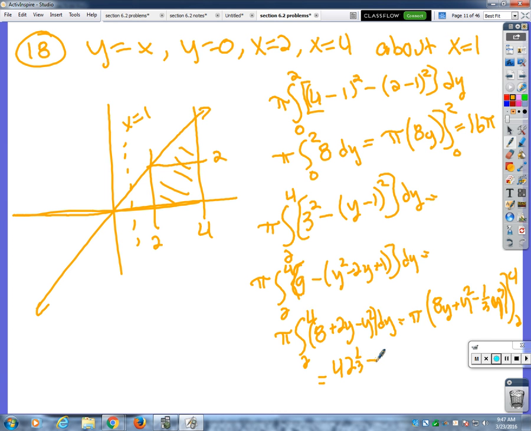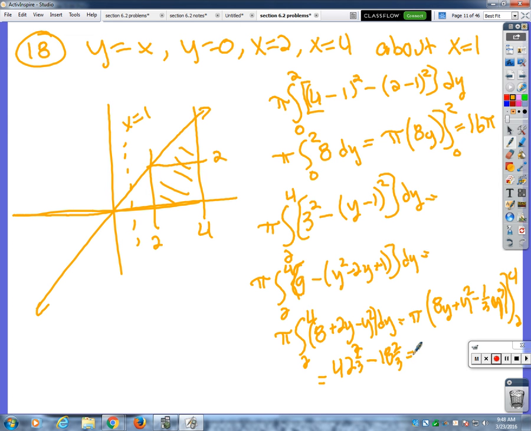Okay, minus what you get when you plug 2 into there. So 16, minus a third, right? 16 plus 4 is 20. Minus 4/3 is minus 1 1/3. So that's like 18 2/3. And don't forget the pi there.